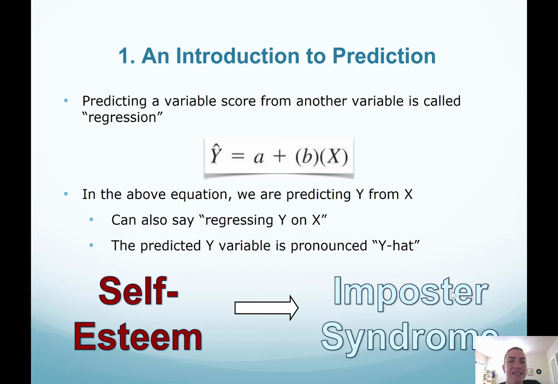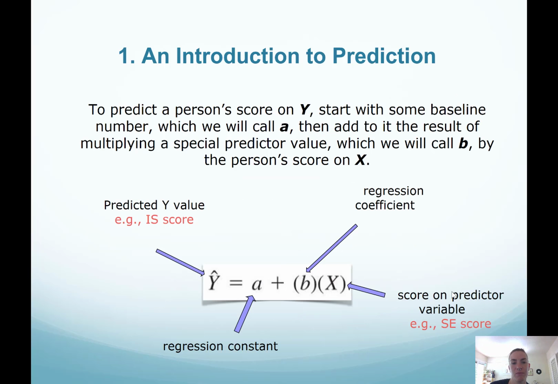If you think about it back to maybe high school math courses, it kind of looks like y equals mx plus b, right? That's the formula for a line. And that's a little hint for where we're going to go in this lecture. So to predict a person's score on y, or to predict y hat, we start with some baseline number, and we'll call that a. So we have some sort of baseline that everyone gets. And then we add to it the product of b times x. And x is their score on the predictor variable.